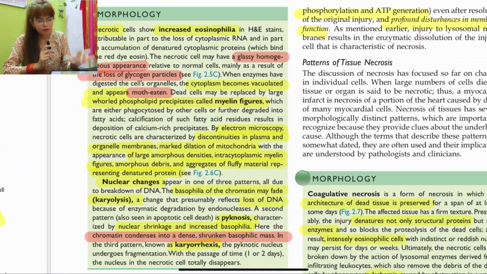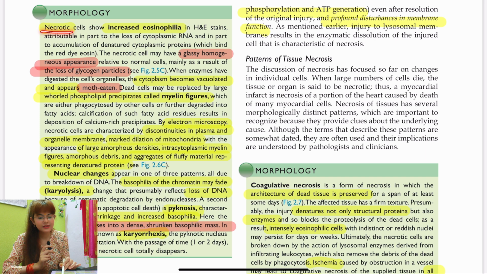So what is the morphology? You can see that necrotic cells show increased eosinophilia. Very, very important point to note. Important question: increase in eosinophilia is seen in necrosis. And the necrotic cells have a glassy homogeneous appearance, because of the loss of glycogen particles. Because of this, there's a glassy homogeneous appearance. The cytoplasm becomes vacuolated and appears moth-eaten.